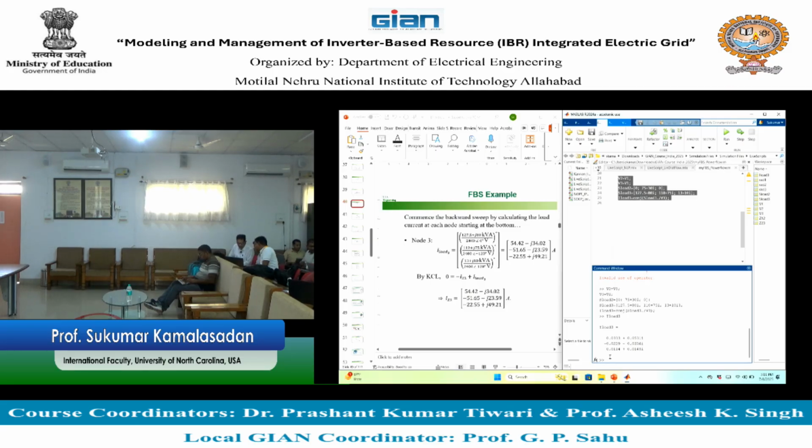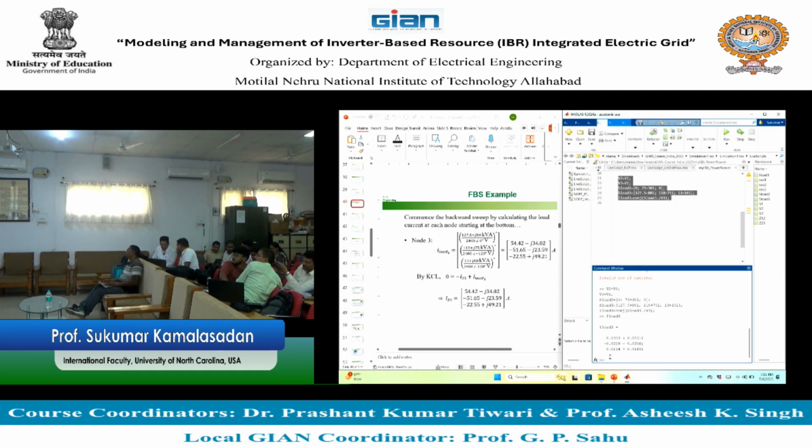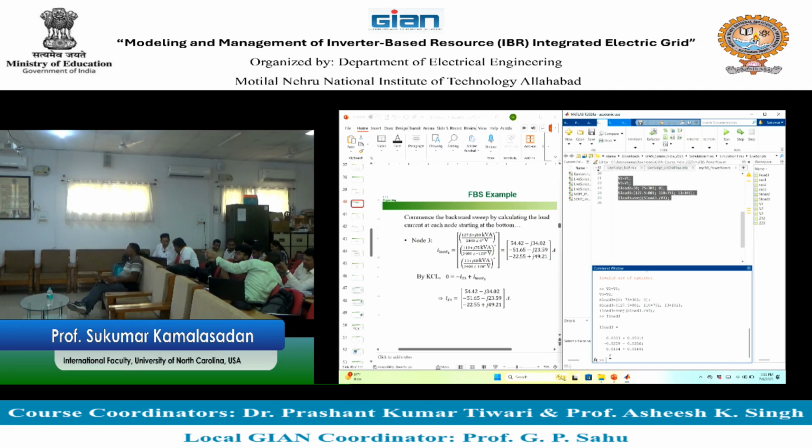Cos minus 120 plus j sine minus 120, cos plus 120 plus j sine. I think MATLAB doesn't like degrees, MATLAB only likes radians. So you have to convert 120 to radians. 120 degrees in radians is 120 multiplied by pi divided by 180. So you can write something here. What I did there, I call it radian 1 is equal to 120 times pi divided by 180.